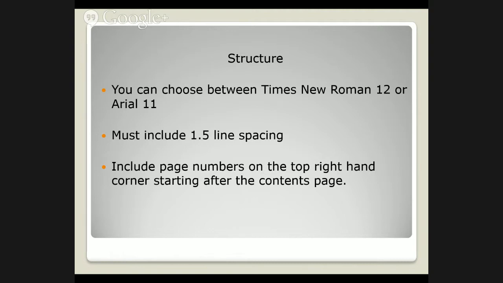Must include 1.5 line spacing. In order to get that, you will right-click and click paragraph, and then there will be an option to choose the various line spacing. Include page numbers on the top right-hand corner, starting after your contents page. So you must make sure that you number your pages, but you number them starting after the contents page.